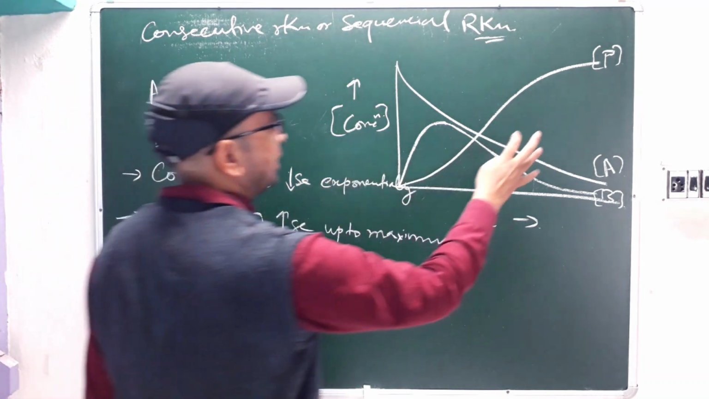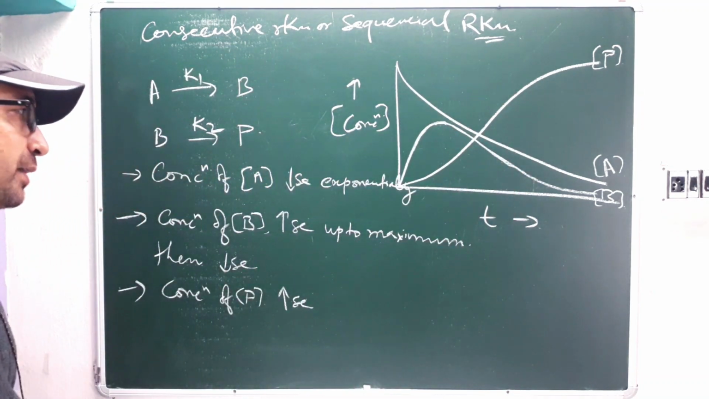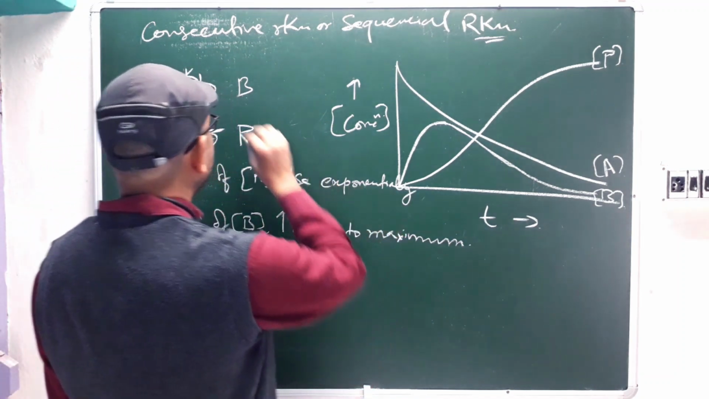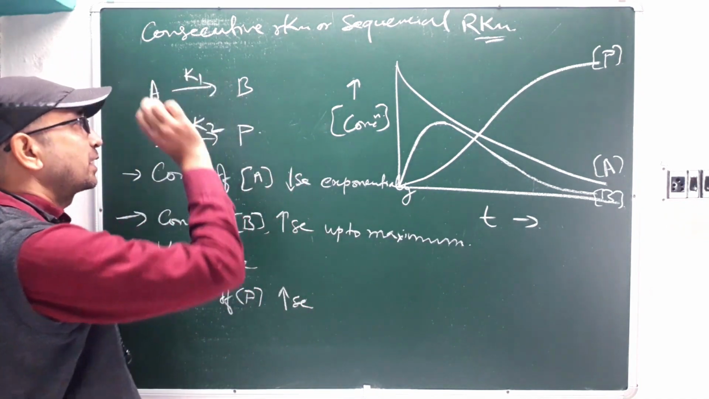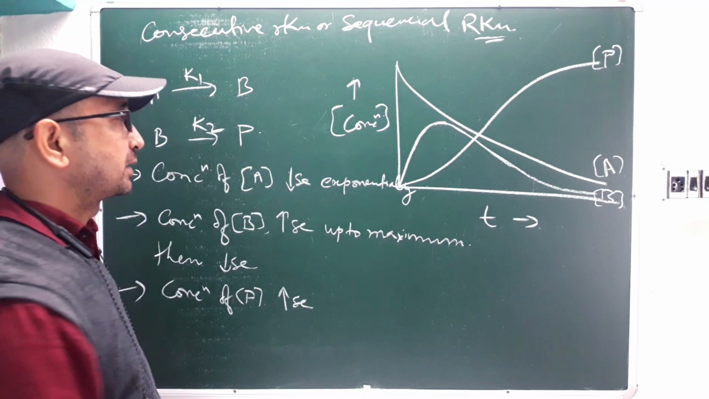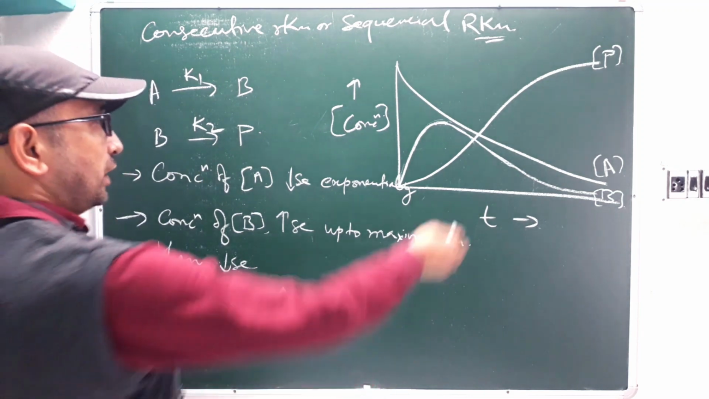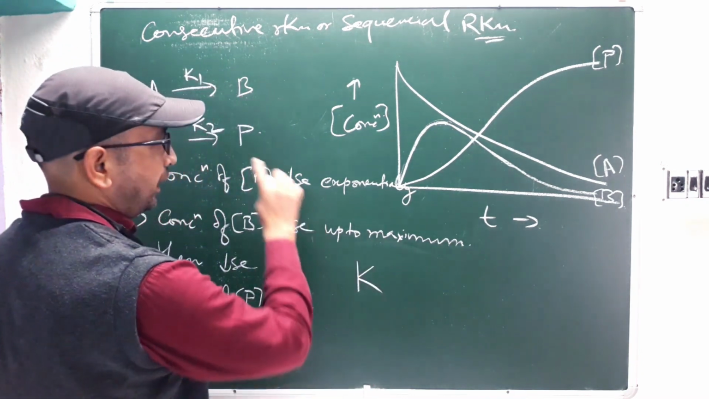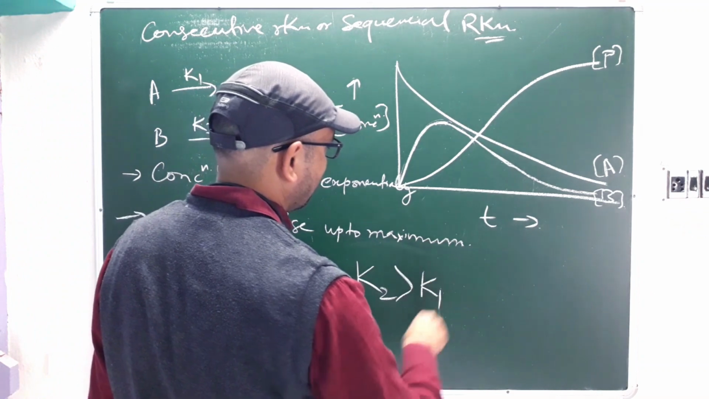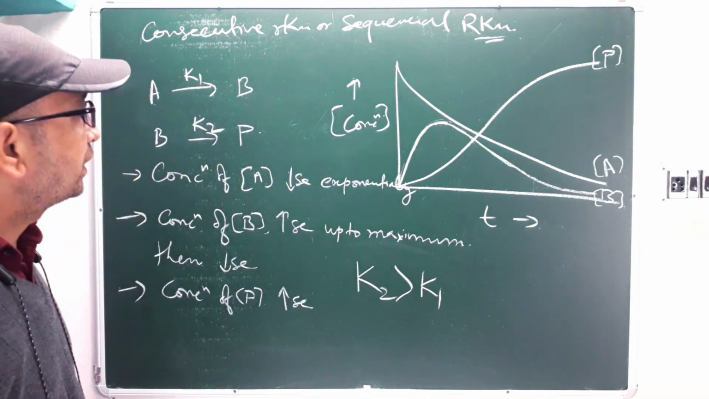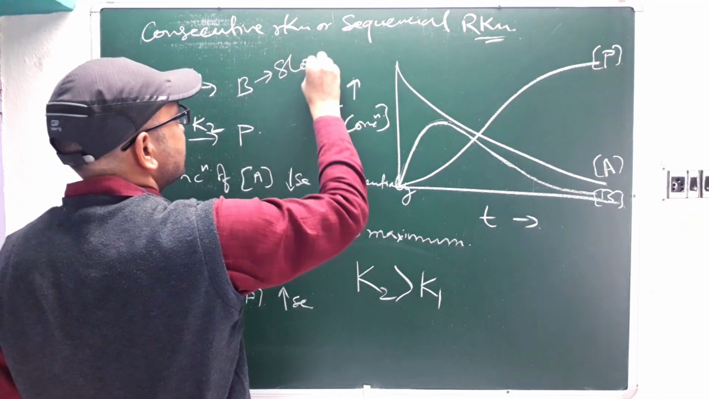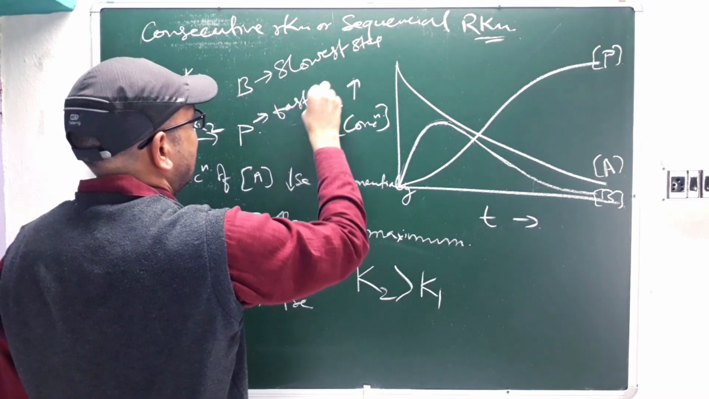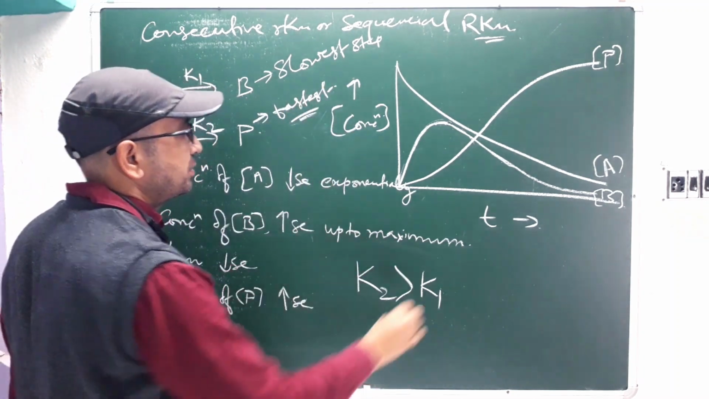So these are the data we are getting from here. Now in the examination, this statement type question they may also ask, whether K1 is greater than K2, or K2 is greater than K1, or K1 is equal to K2. So in this particular graph, K2 will be faster than K1. It means K1 is the rate determining step. This is the slowest step, and this will be the fastest step. So the rate determining step is K1.